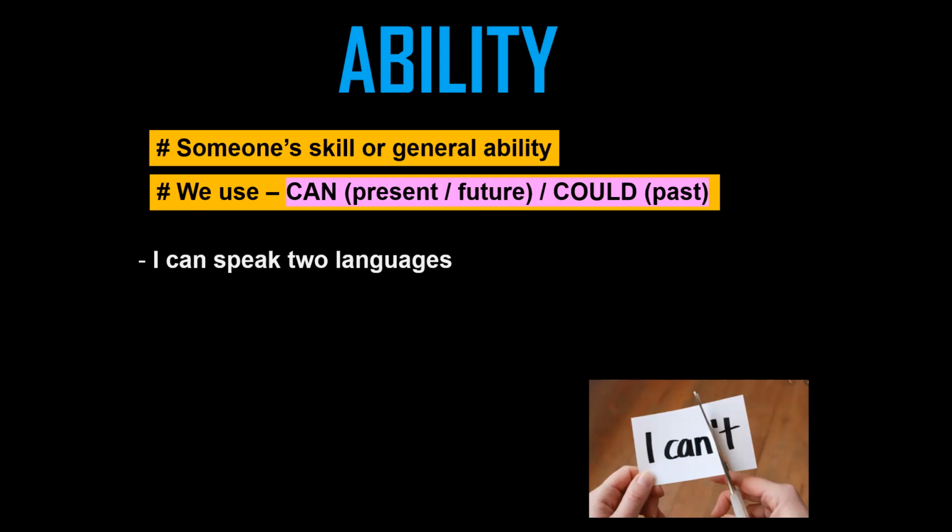I can do the better dance. I can do the good dance. So this is your ability. If you want to show your ability, you can use can.